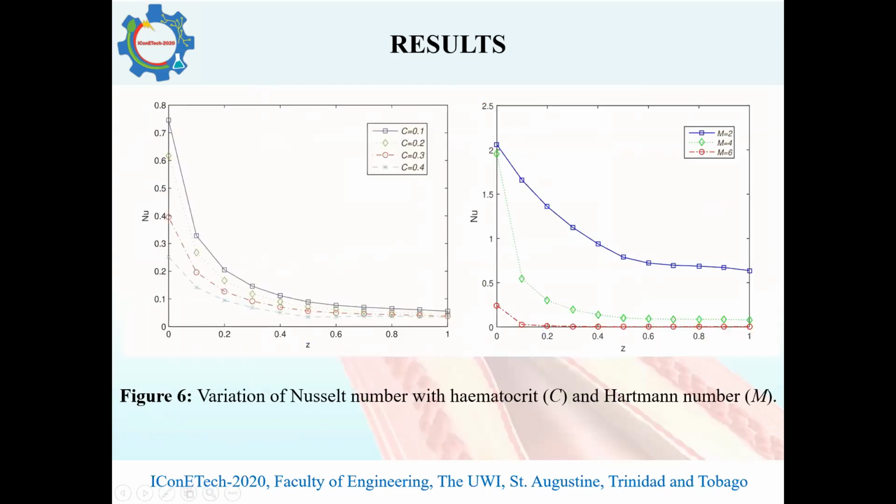Upon examining the Nusselt number, it decreased with increasing hematocrit and the Hartmann number. So what we noticed as we increased C, they decreased, right? In both scenarios here, the Nusselt number decreased. So what the Nusselt number tells us about is the loss of heat and energy from the system. So what we noticed as C increased, these decreased. So there was less heat and energy loss.